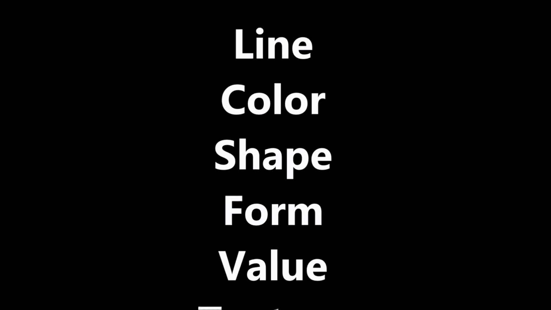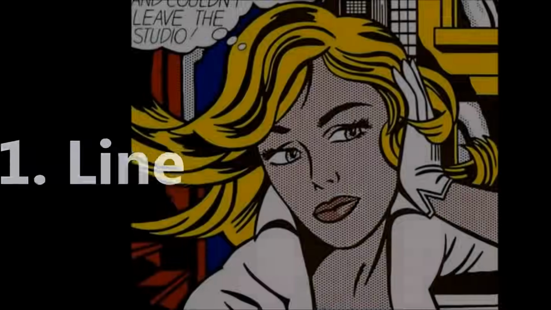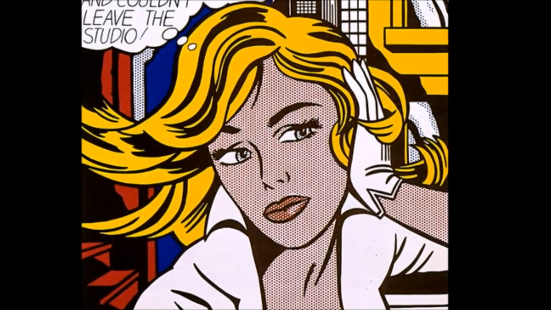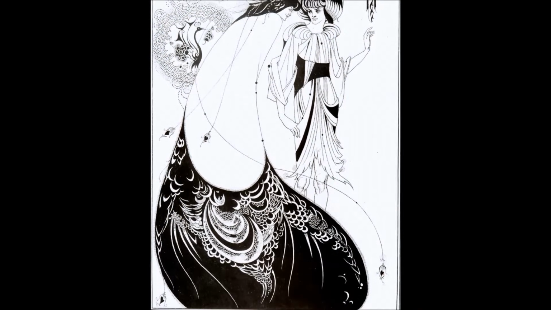The seven elements of art are the basic pieces or properties of a work of art. The elements are line, color, shape, form, value, texture, and space. Line is the most basic element of art. Line is the path of a point moving across a surface. Lines in art express different meaning.